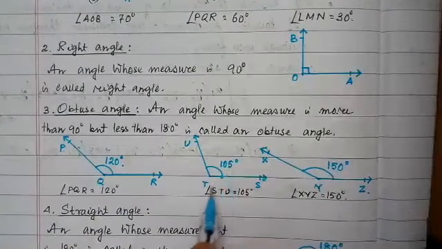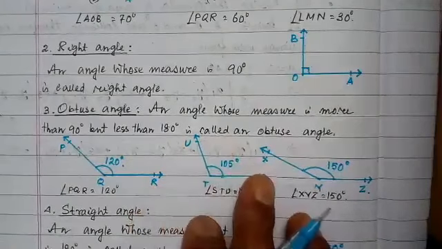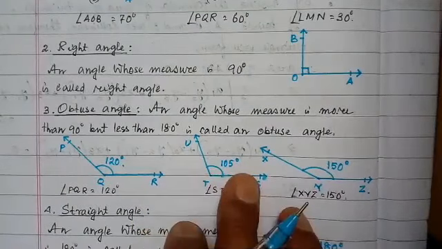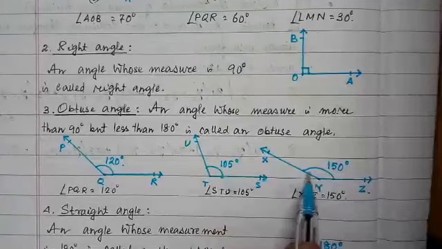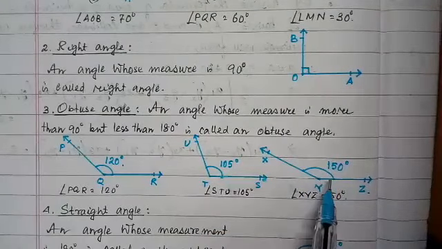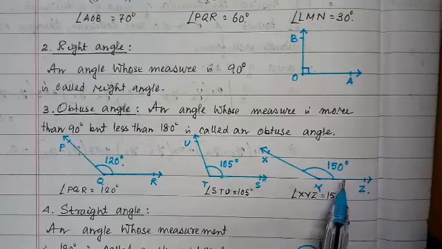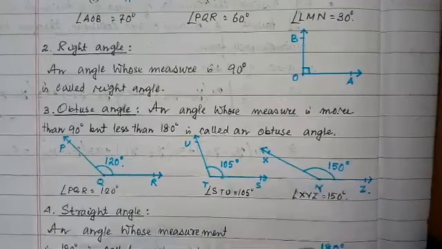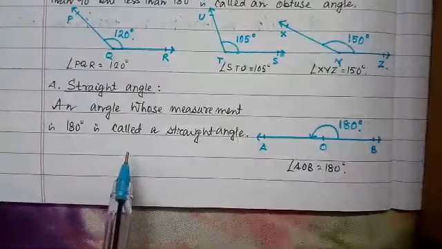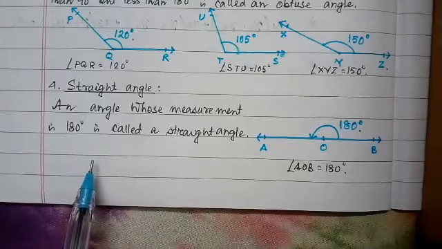This angle is 105 degree, which is more than 90 degree but less than 180 degree, therefore this is an obtuse angle. This angle is 150 degree, which is more than 90 degree but less than 180 degree, therefore this is also an obtuse angle.